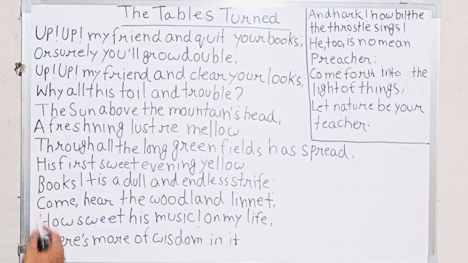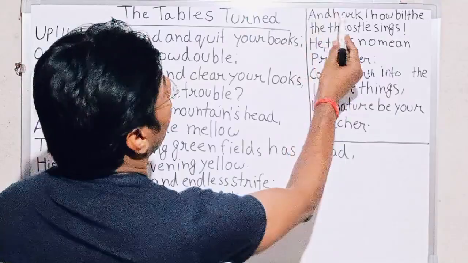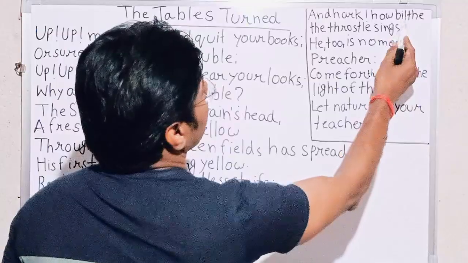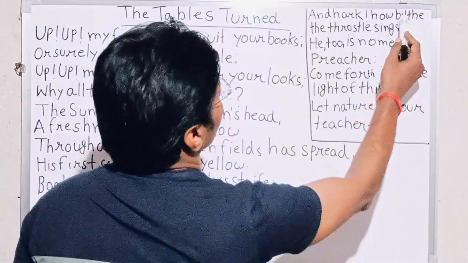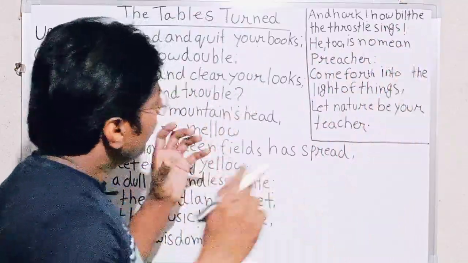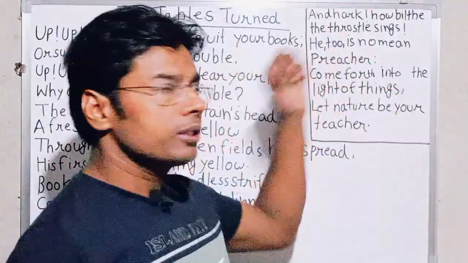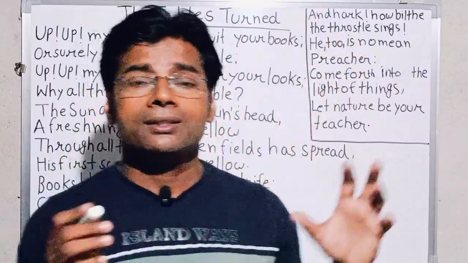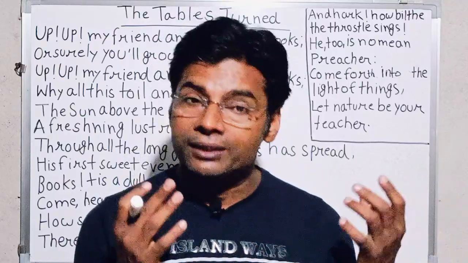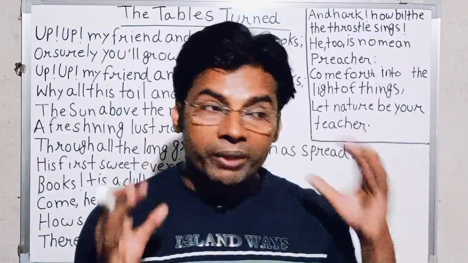So hope, see, the first three stanzas are absolutely clear. Now let's look at the fourth stanza. And hark, listen, how blithe the throstle sings. Blithe means how happy, so active. He says, and listen, how beautifully another singing bird, this throstle, is singing. Pay attention to it.